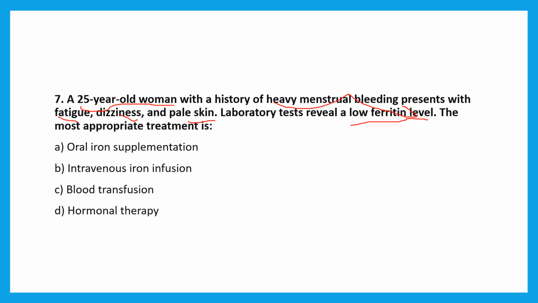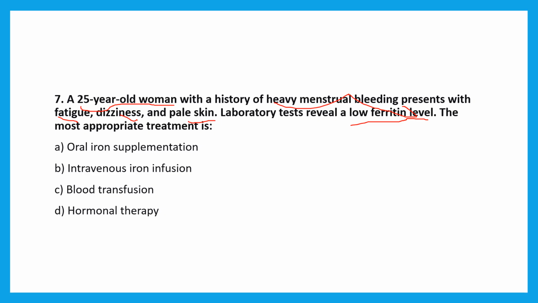They are not really complicated. Actually, they give answers because they substitute a lot of things. They make you remember. In fact, they make you study first, then you answer the question. It's like giving you an answer already. So we have 4 options here: oral iron supplementation, intravenous iron infusion, blood transfusion, and hormonal therapy. Which one do you think is the answer?